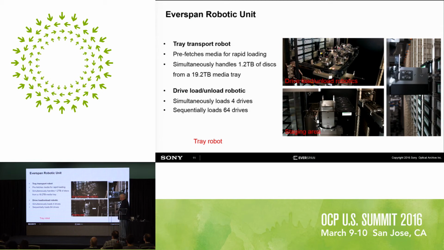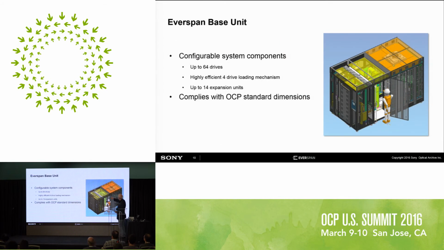So let me go back here. In this view, we show the robotic in this area and then the drives here. We have a robotic which transports the media, and then we have a second robotic which loads drives. So these 2 robotics work independent of each other. So we can move media to the base unit to get loaded into the drive while we are loading drives already. So this is an independent activity so that we can continue to load the drives fast.